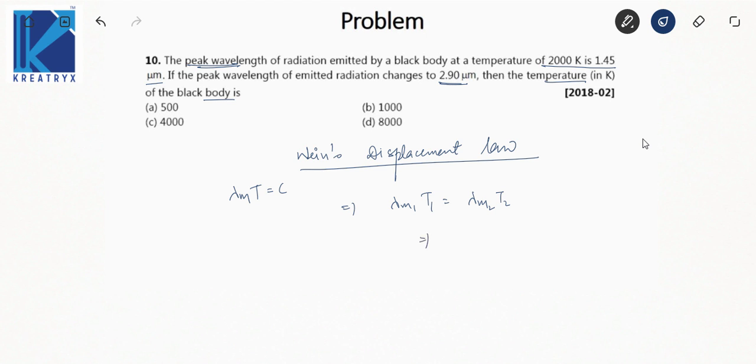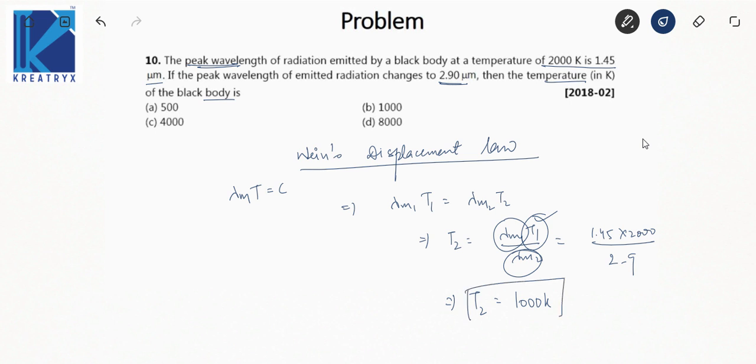What we have to find? We have to find T2, lambda m1 T1 upon lambda m2, which is 1.45 into 2000 upon 2.9. Do not worry about the units of micrometer because this is in micrometer, this is in micrometer, it will get cancelled out. This is in Kelvin, you will get the answer in Kelvin. That implies T2 is equal to 1000 Kelvin. Answer.